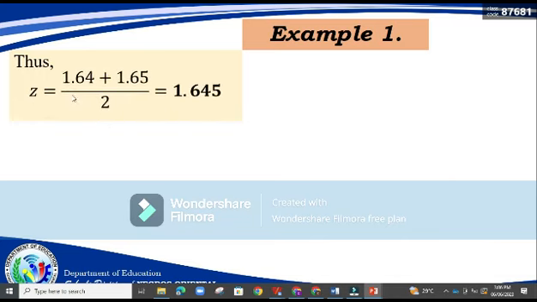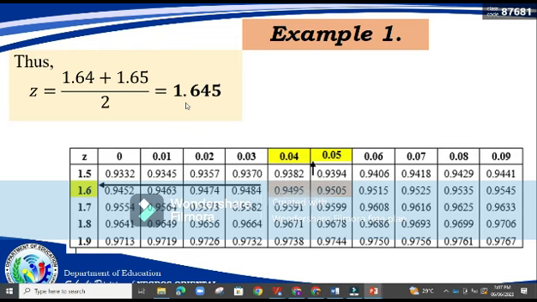Thus, the z-scores 1.64 plus 1.65 divided by 2 will give us 1.645. Remember, this is 1.6 and 0.9500, so that is here. So halfway, you will just divide it by 2. The two z-scores are between 1.64 and 1.65.